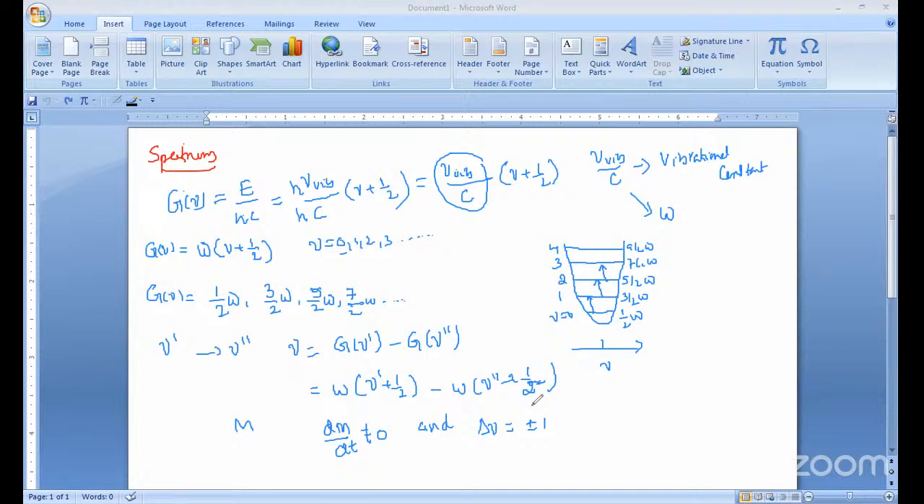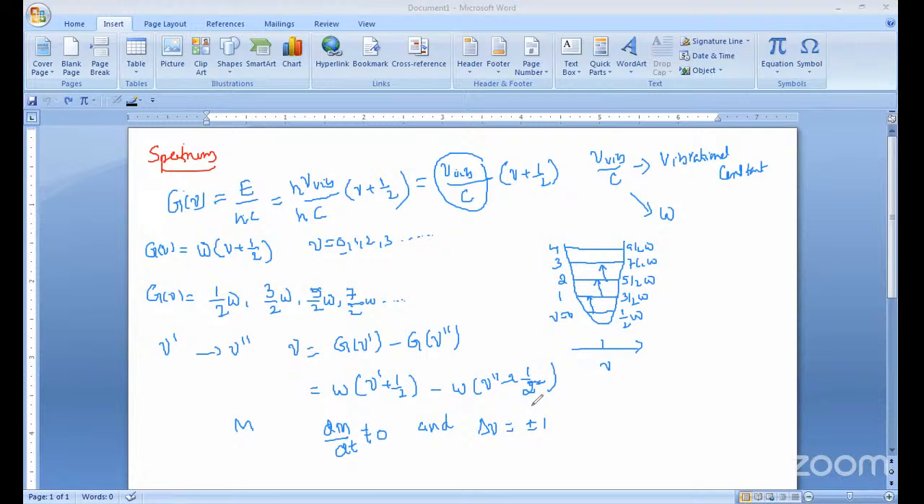So that is nothing but the vibrational transition can only occur when the molecule has a permanent dipole moment. Suppose it doesn't have a permanent dipole moment, the dM by dt value is going to be 0. So you are not going to get any vibrational transition. The vibrational transition can occur only when the molecule has a permanent dipole moment which changes with the distance.